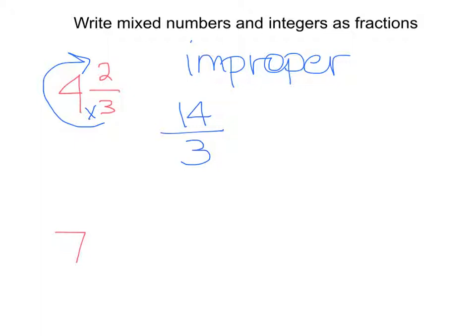Now, if we're trying to just write the number 7 as a fraction, any integer that we know can be written in fraction form, and we just put it over 1. So this 7 is just 7 over 1, and that's the fraction form of 7.